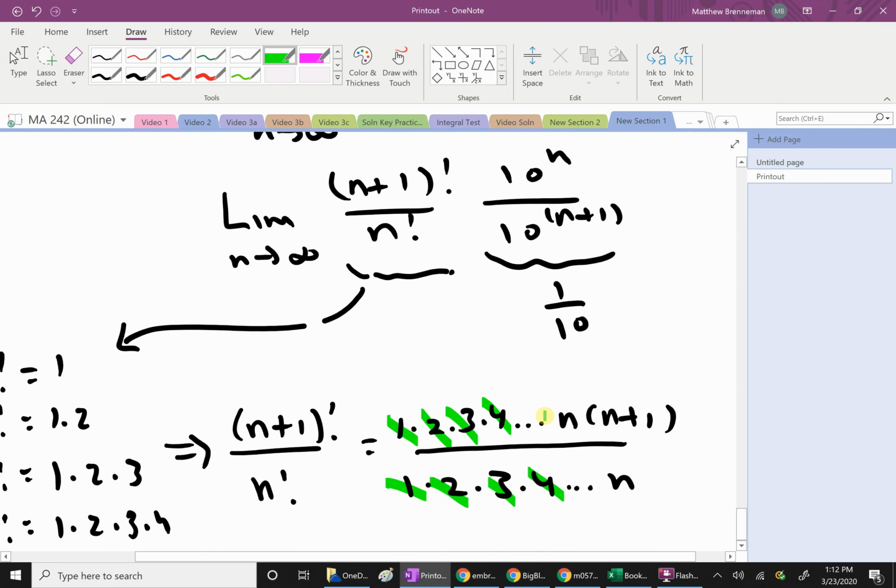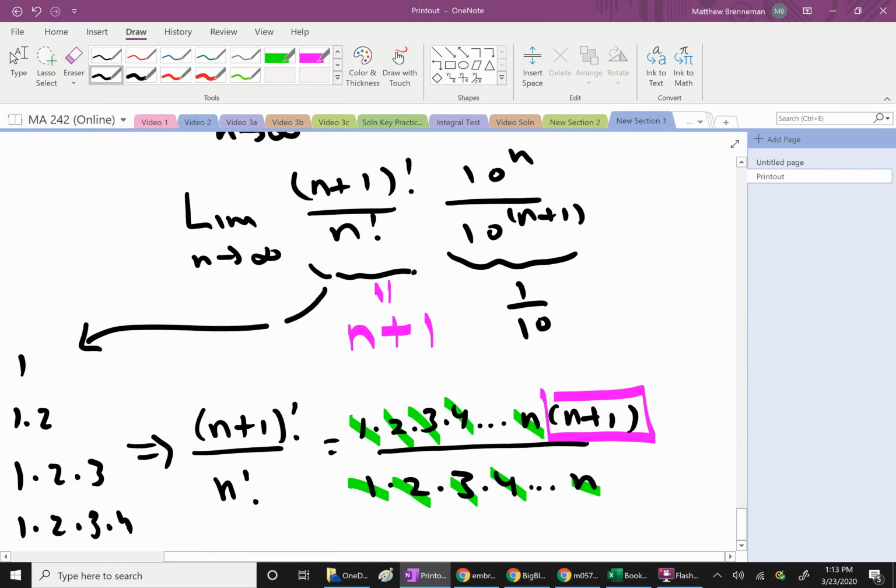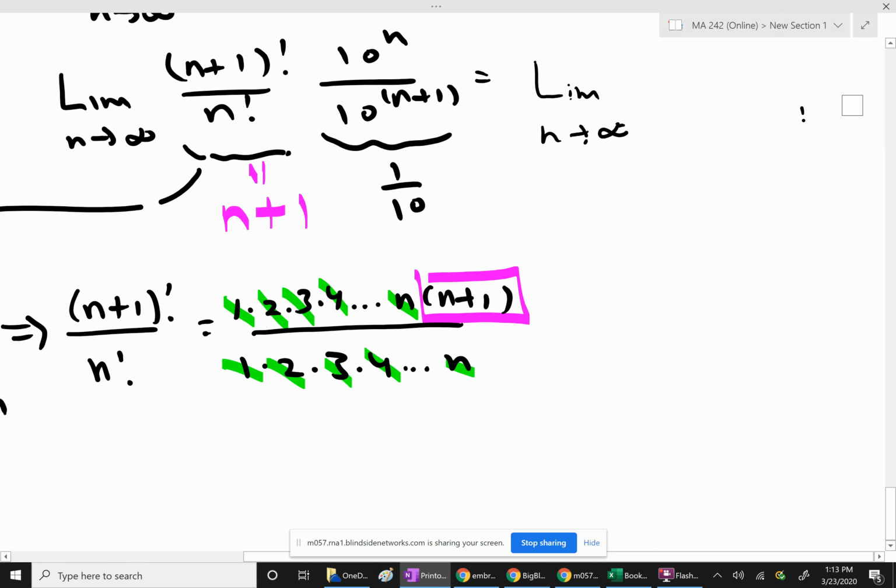So again, remember what I want to do in the ratio test. I want to evaluate this limit. This first product reduces down to n plus 1. The second product reduces to 1 over 10, and I get the limit as n goes to infinity of n plus 1 over 10. This is my rho. So what is that limit? That limit's infinite.